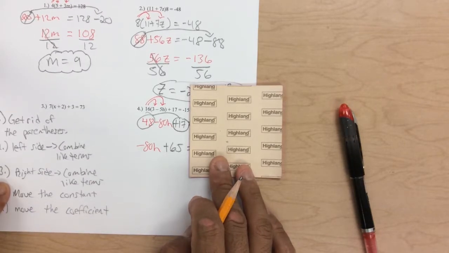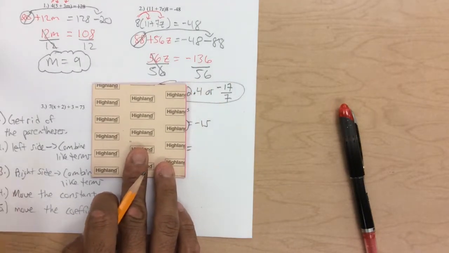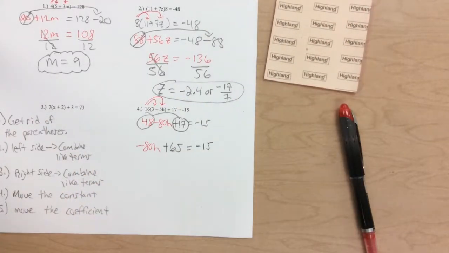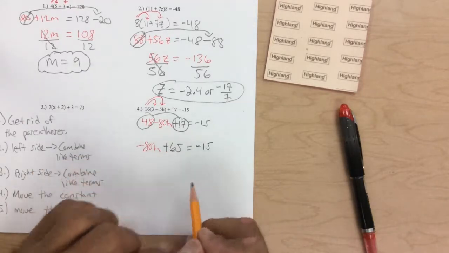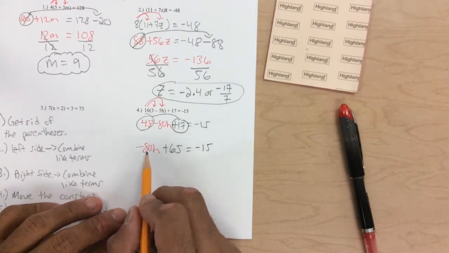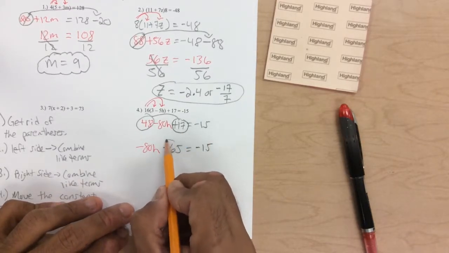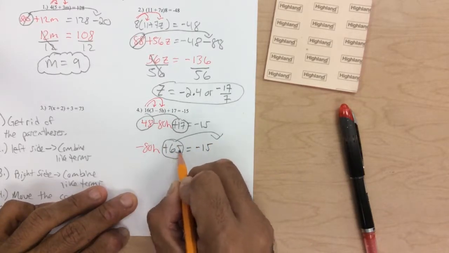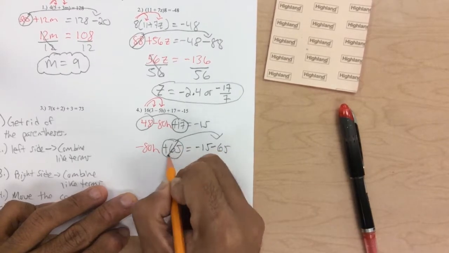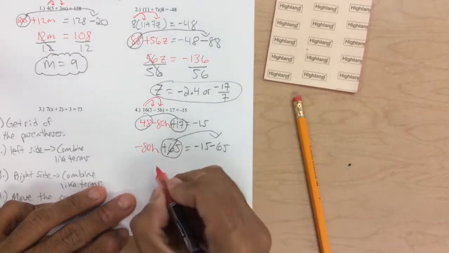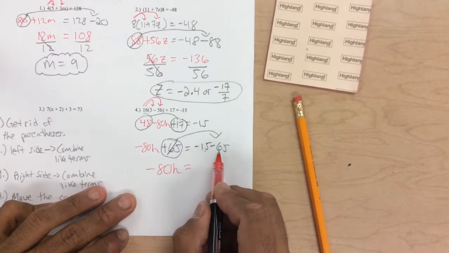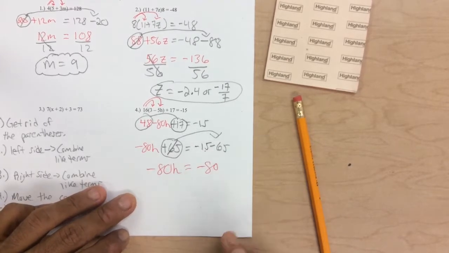Now step 3, look at the right side and see if you can combine like terms. There's only one number. There's nothing to combine. So just go ahead and bring that down. Now, step 4, move the constant. You got to decide which one's the constant, the 65 or the 15. And obviously it's the 65 because we're trying to move everything away from the h. So when I move the 65 to the other side, I have to do the opposite of a plus 65, which is a minus 65. Therefore, we're left with negative 80h equals negative 15 minus 65 is negative 80.